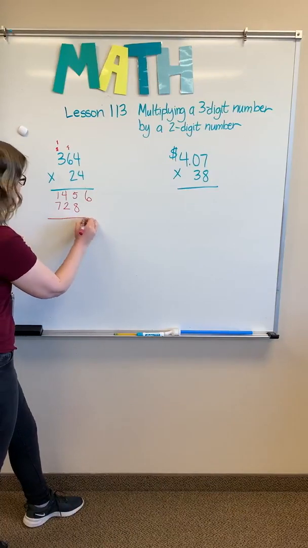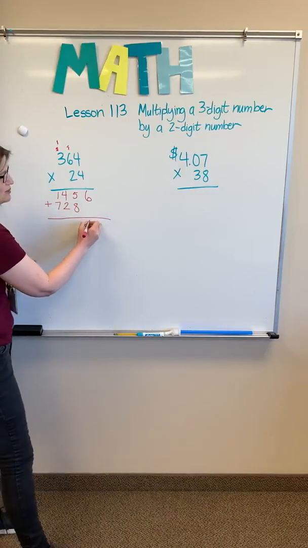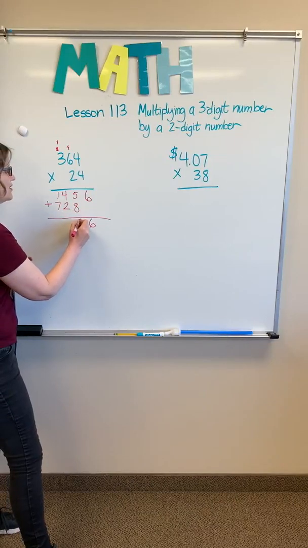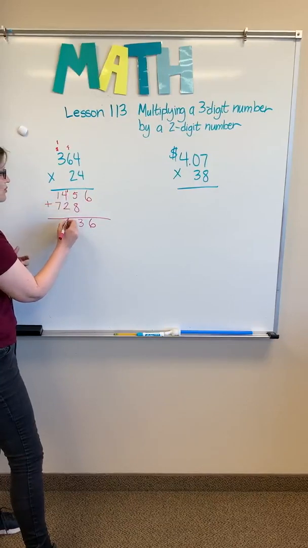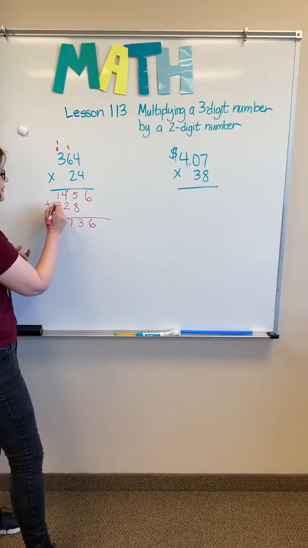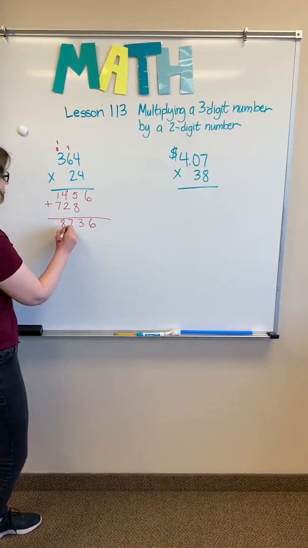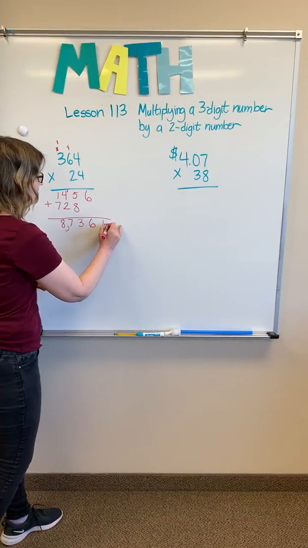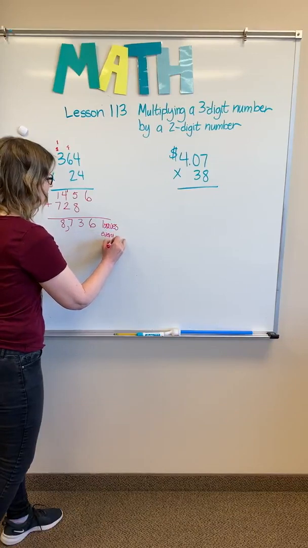Now that we've done this, we add these digits together. 6 plus nothing is 6. 5 plus 8 is 13. We carry our 1. 4 plus 2 plus 1 is 7. And then 7 plus 1 is 8. So, holy cow, this bakery makes 8,736 loaves every year. That's a lot of bread.